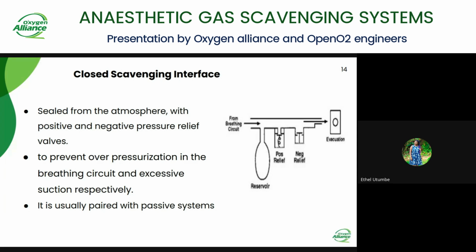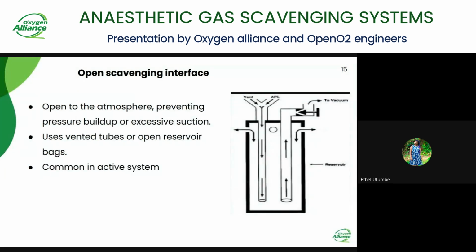So moving on to the open scavenging interface. Like I've already said, it's open to the atmosphere, so it prevents pressure building up from excessive suction. It uses an open reservoir. As you can see, the air can enter and then can leave. It's open to the atmosphere, and it also has an air break between it. The air break, like I've already said, is there to prevent pressure building up and excessive suction. And then as you can see, it's connected to the vacuum. So this open scavenging interface is mainly used in the active system. So let's move on.